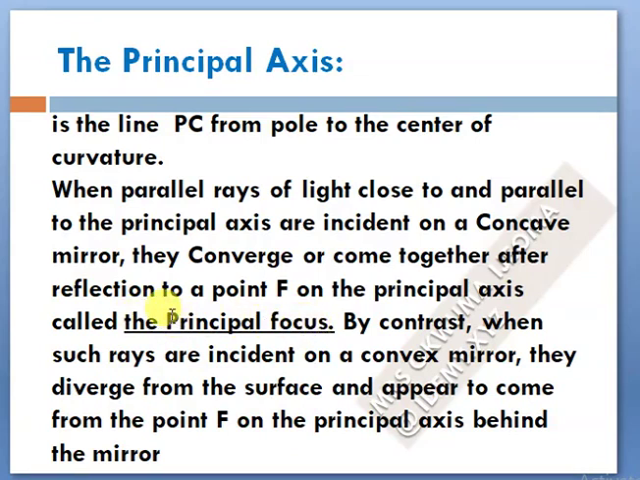So the principal focus is the point where these rays that are parallel and close to the principal axis converge after reflection. We're going to see the diagram. Then, by contrast, when such rays are incident on a convex mirror, they diverge. But if it is on a concave mirror, they will converge. They diverge from the surface and appear to come from the point F on the principal axis behind the mirror. Behind the mirror. Now let's see the diagram of what we are talking about.